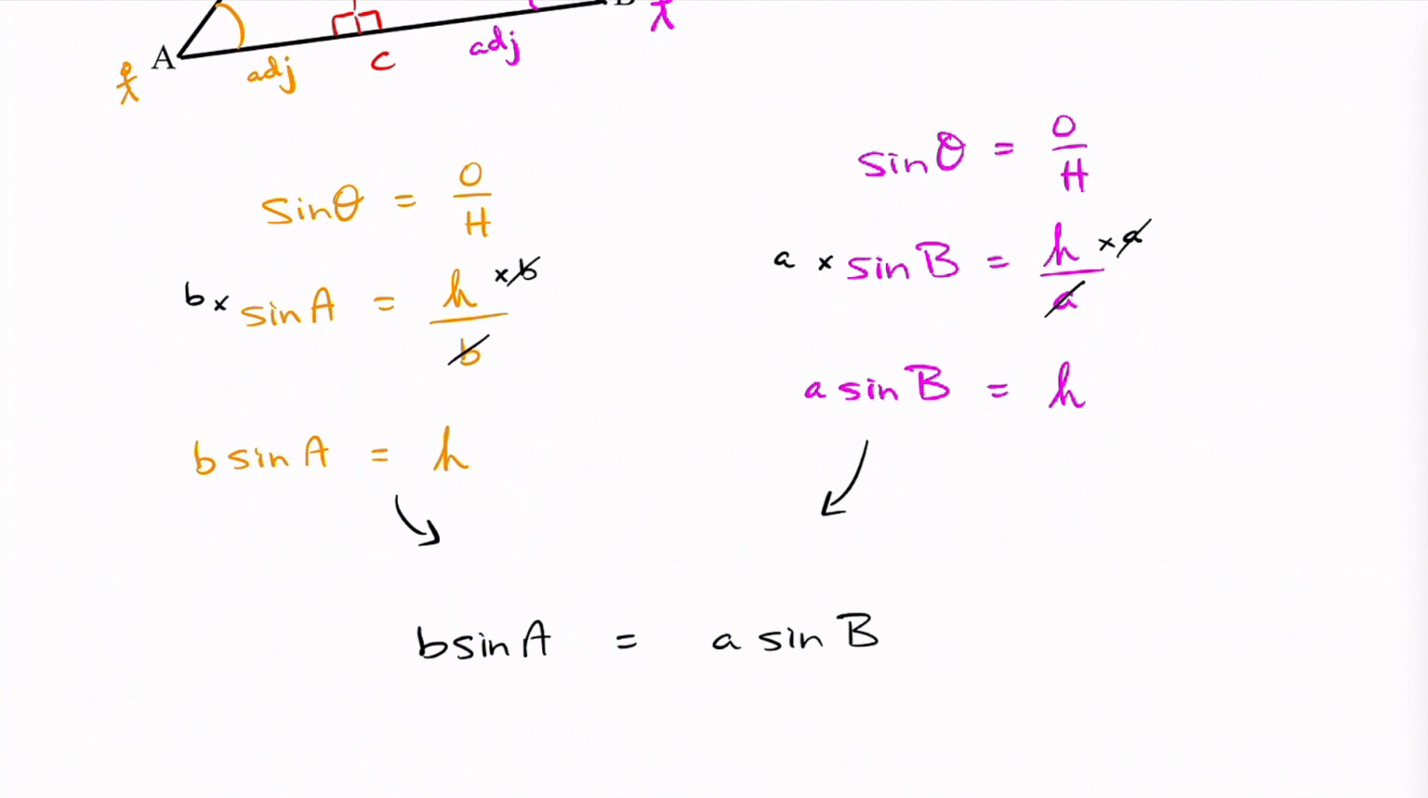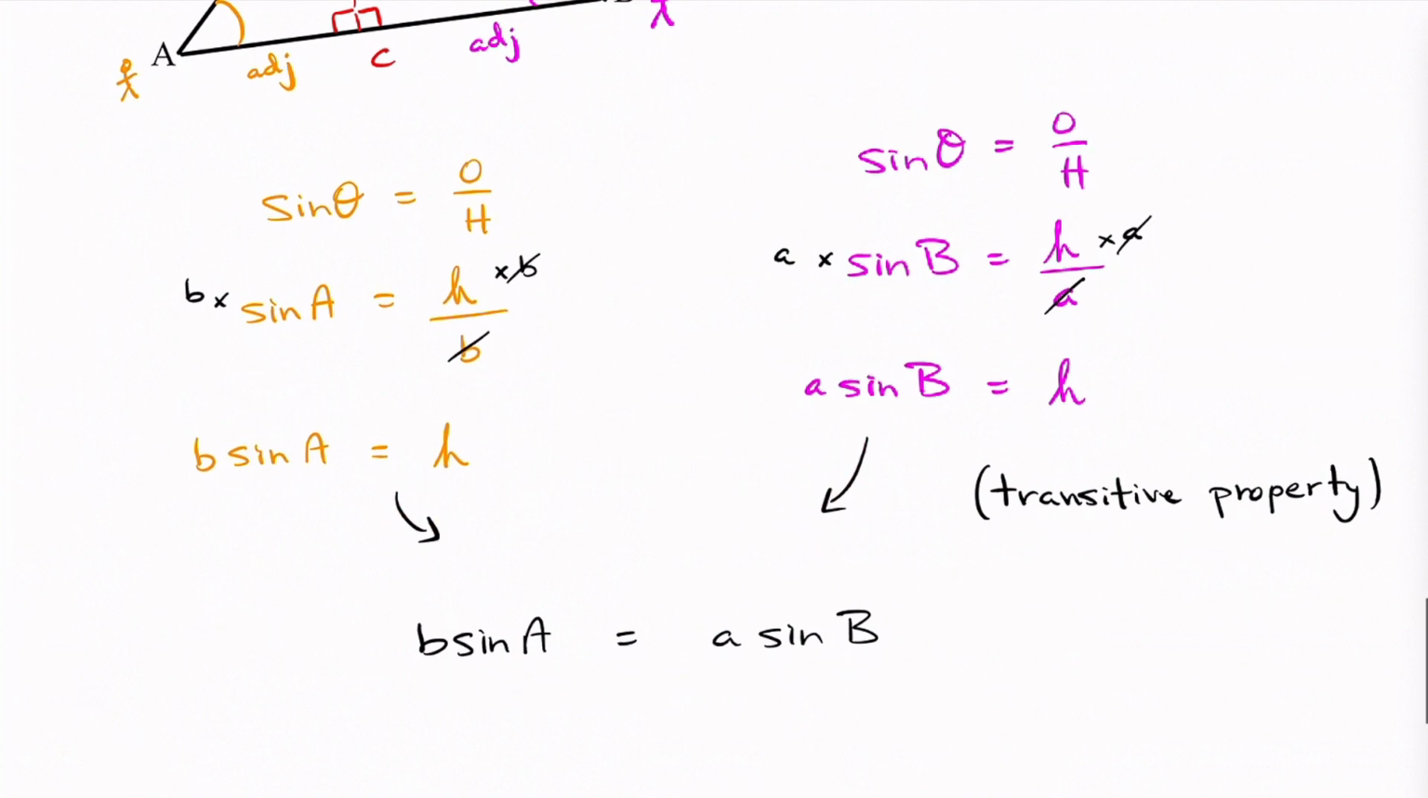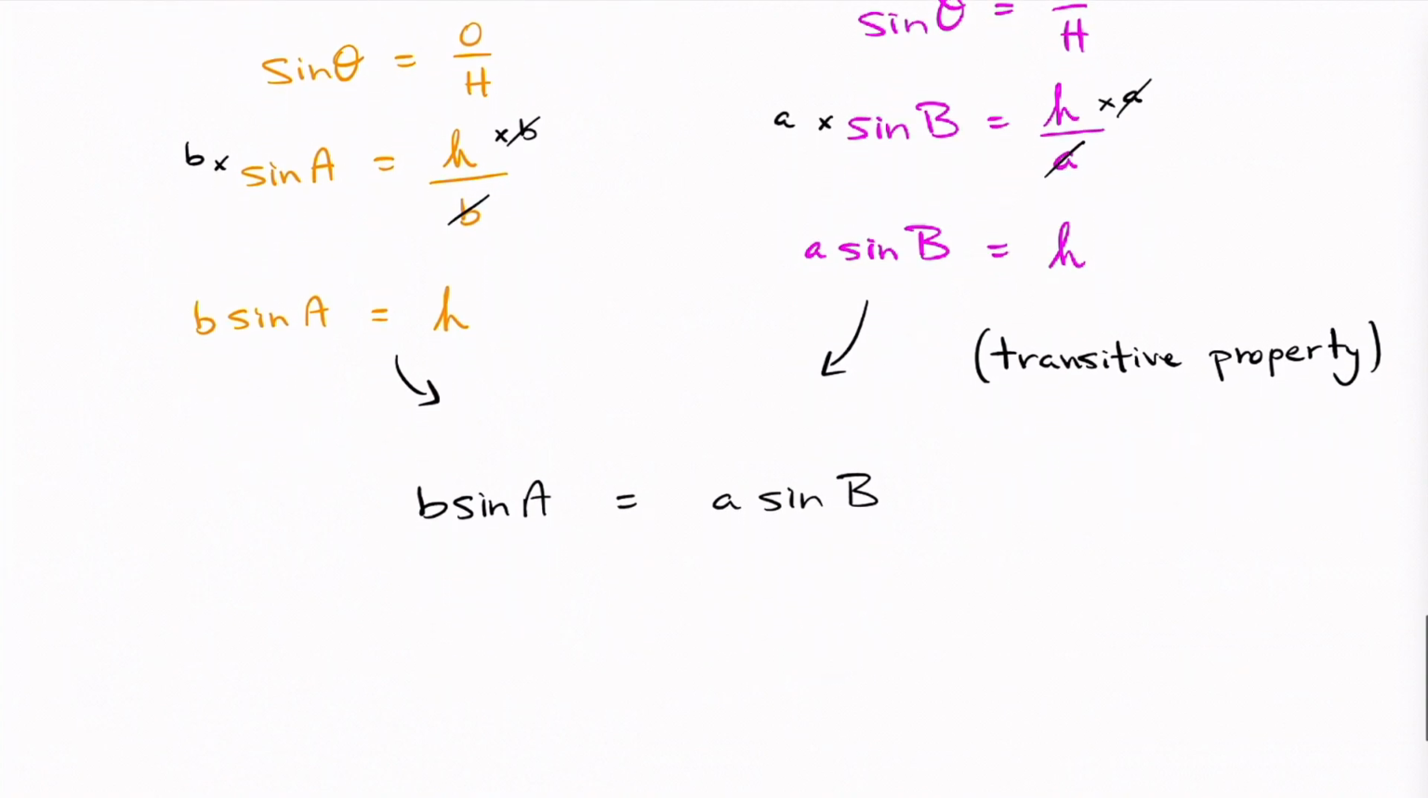And the property, or kind of the rule that allows us to do that, is called the transitive property. Think of it as transit. They're kind of transiting, they're moving together, and we're setting them equal. Okay, so we almost have the sine law. Now we just got to do a couple little things to get the actual sine law. What I want to do is get all the A's on this side and all of the B's on this side.